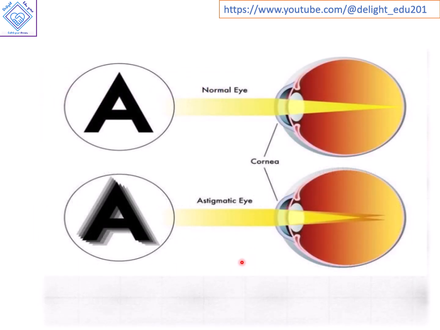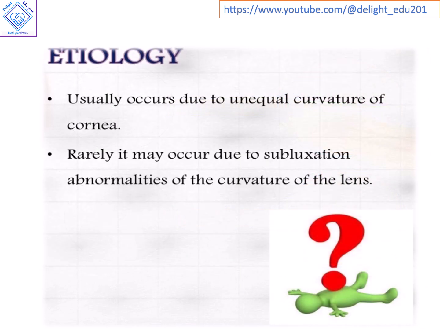The first image shows the vision of a normal eye and how the cornea is, whereas in astigmatism this is the vision, a blurred vision. Etiological factors: it usually occurs due to unequal curvature of the cornea. Rarely it may occur due to subluxation or abnormalities of the curvature of the lens.